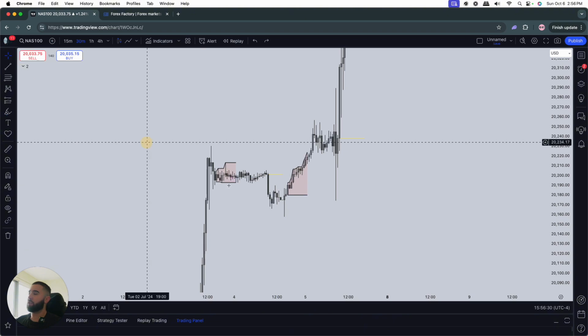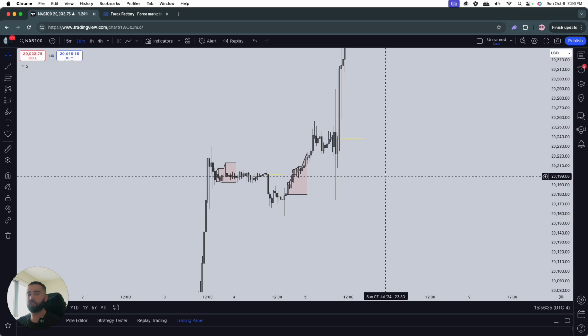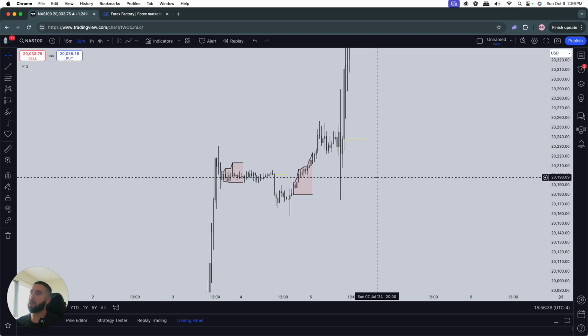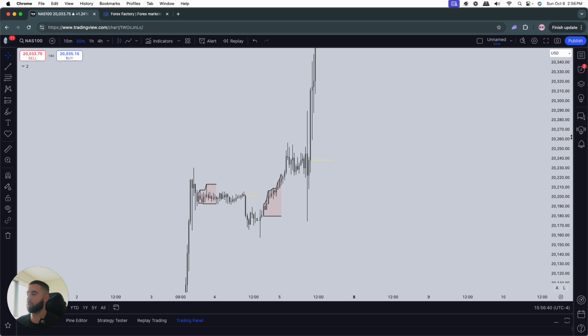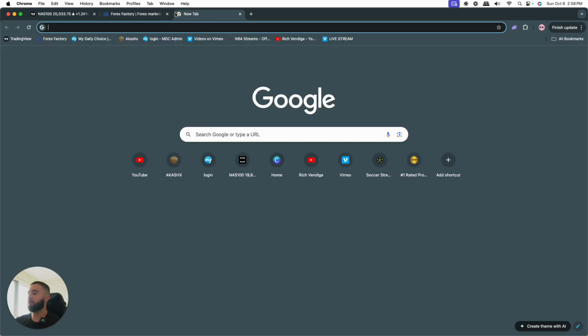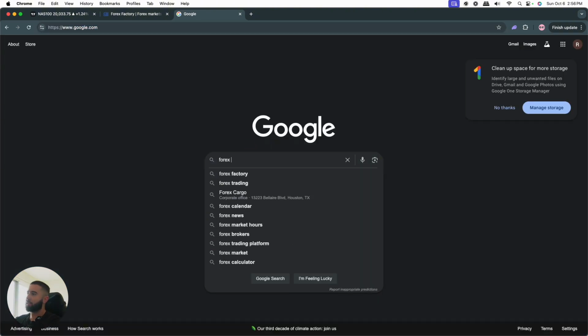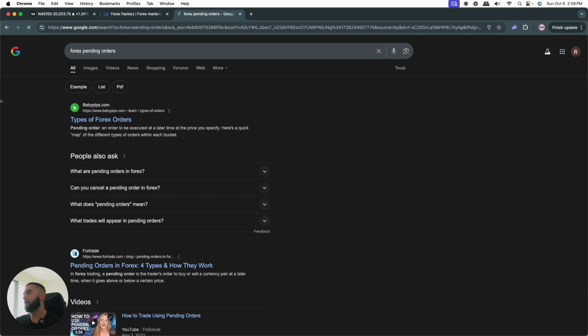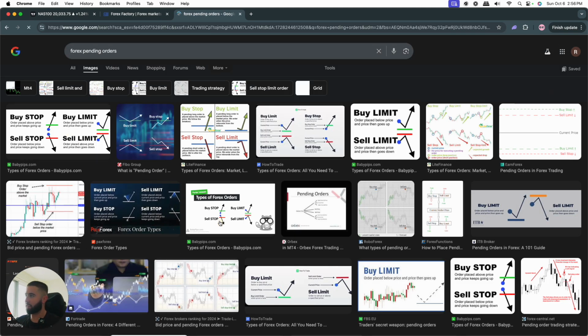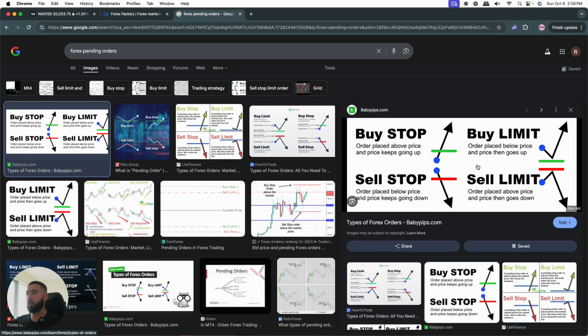Now, something important that you guys want to understand is all the different types of orders that you can place into the market. So for example, you have market execution where you're just jumping into trades right away, but then you have your pending orders, right? So if we go on Google, for example, and you look up Forex pending orders, you'll get an image like this, right? So you want to familiarize yourself if you're still a little bit newer with what pending orders are, because this is how liquidity kind of starts to come into play.